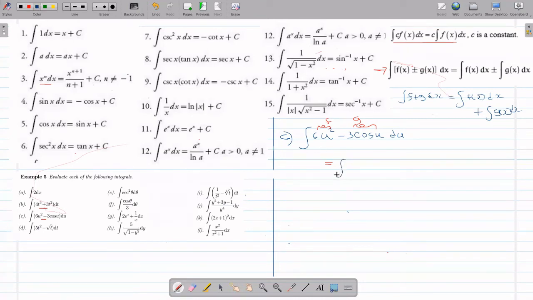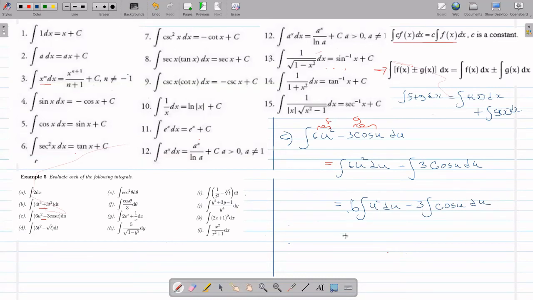So here this is a minus, no? So I do that, du minus 3 cos u du. Okay, now this top one, I can pull the constant outside of the integration. 6 u squared du minus 3 cos u du.